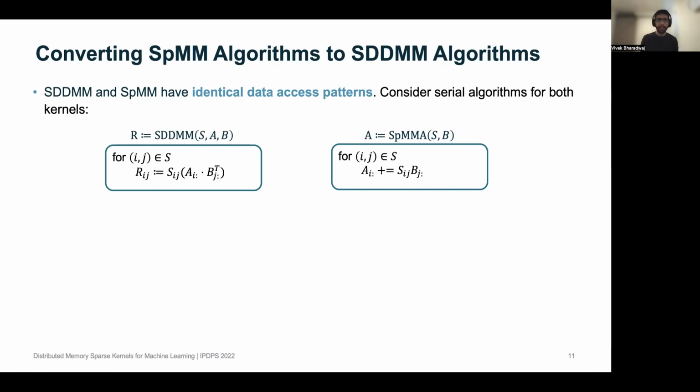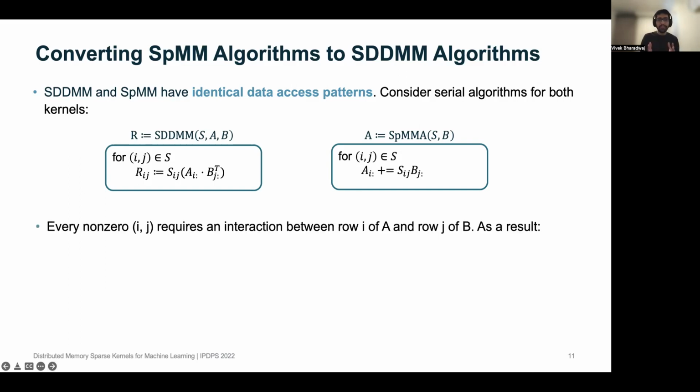If we look at the serial algorithms to compute SDDMM and, let's say, SpMM-A: for SDDMM, to compute the Rij entry of the output, you weight the dot product of the ith row of A and the jth row of B by the coefficient Sij. To compute SpMM-A, on the other hand, you weight the jth row of B by the coefficient Sij and accumulate it into the ith row of A.